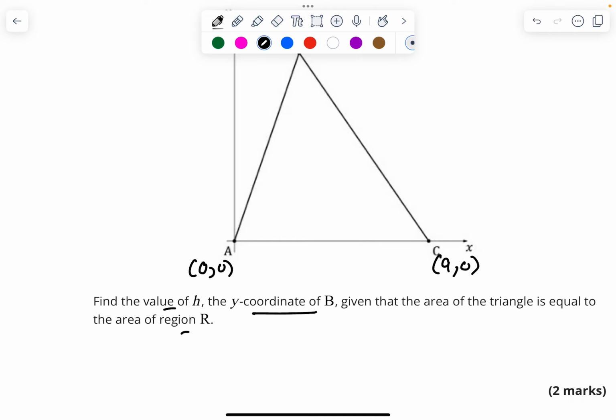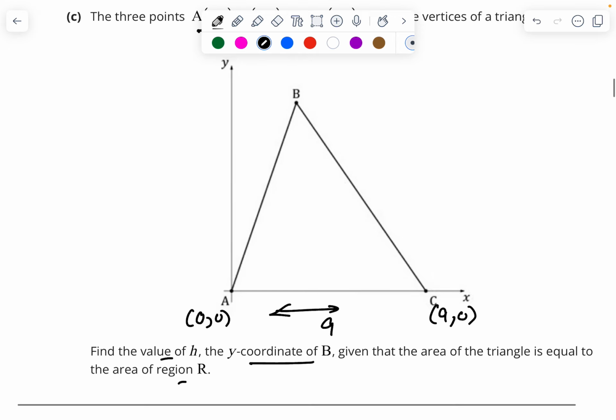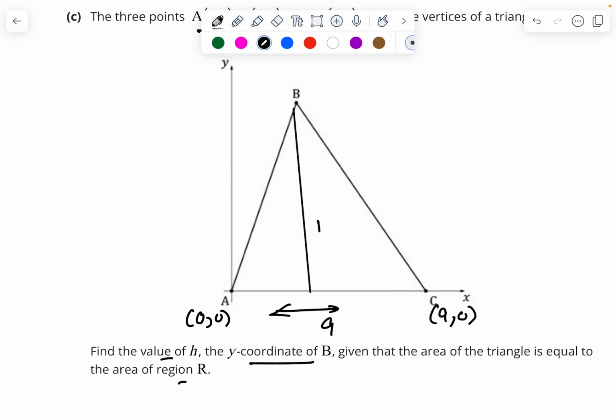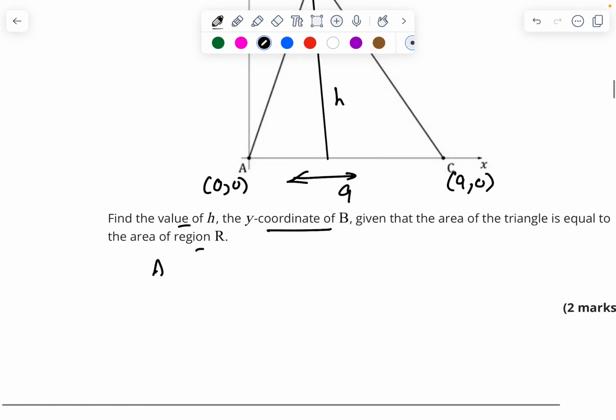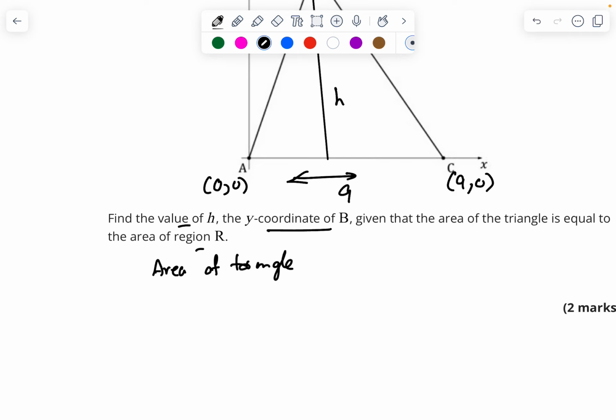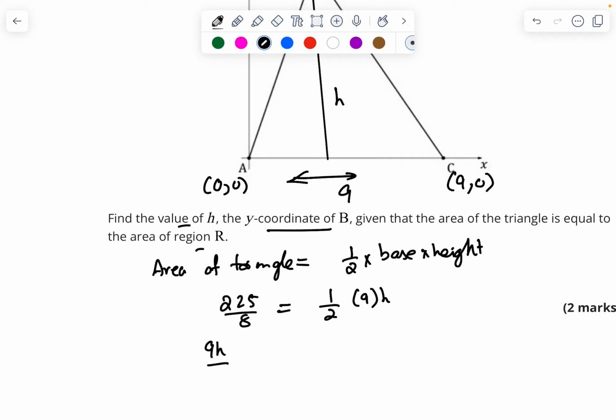So what is this distance? This distance is going to be nothing but 9. And this is the height. Height is going to be h. So area of a triangle equals half times base times height. The area of the triangle is going to be the same, 225 by 8, equals half times base 9 times height h. So 9h upon 2 equals 225 by 8.